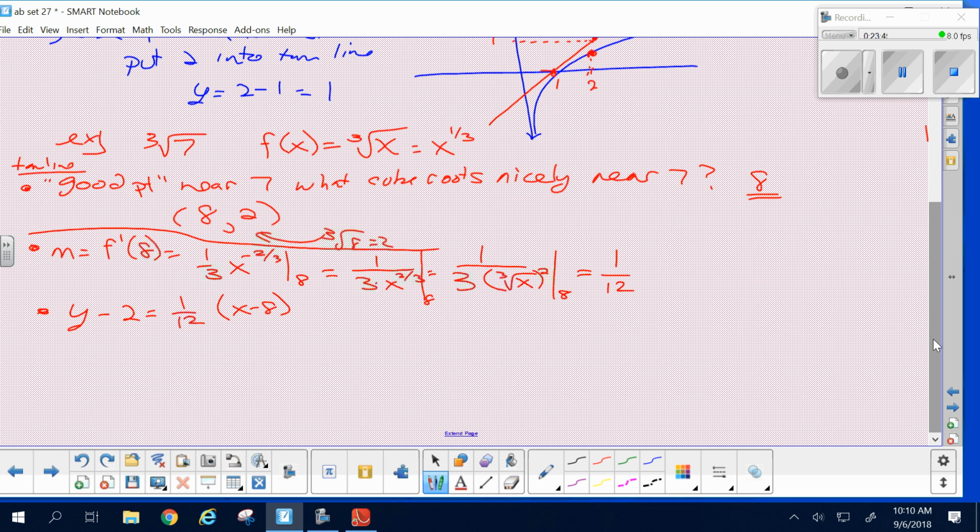So I hope you got a tangent line of y minus 2 equals 1/12 times x minus 8. Yeah? All right, am I done? No, now we use it to estimate. What do we plug into what? We're trying to estimate the cube root of 7, so we plug 7 into our tangent. Y is, I'm going to move that 2 over so I know what y is by itself. Y is 2 plus 1/12 of 7 minus 8. That's 2 minus 1/12.